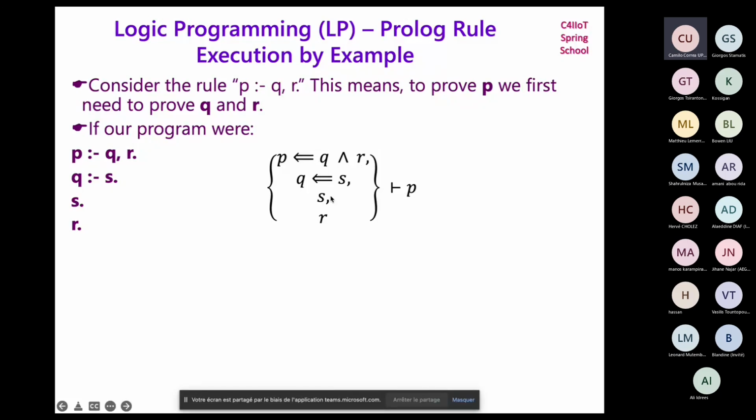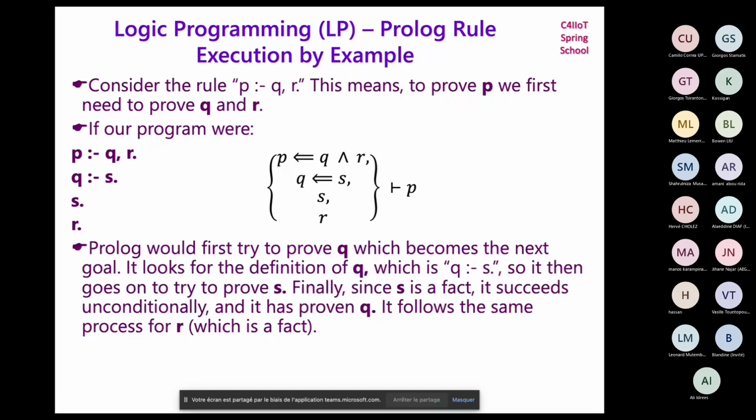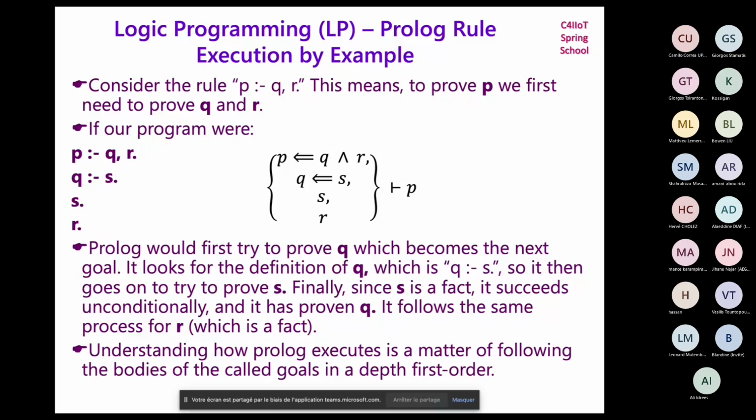Why can you deduce P? Because, well, Q is implied by S, and S holds, and we also see that R holds, therefore Q and R hold, and therefore P holds. Essentially, it's doing a very similar process to constructing a proof of the statement that we're asking it about. And essentially, it does what I just mentioned.